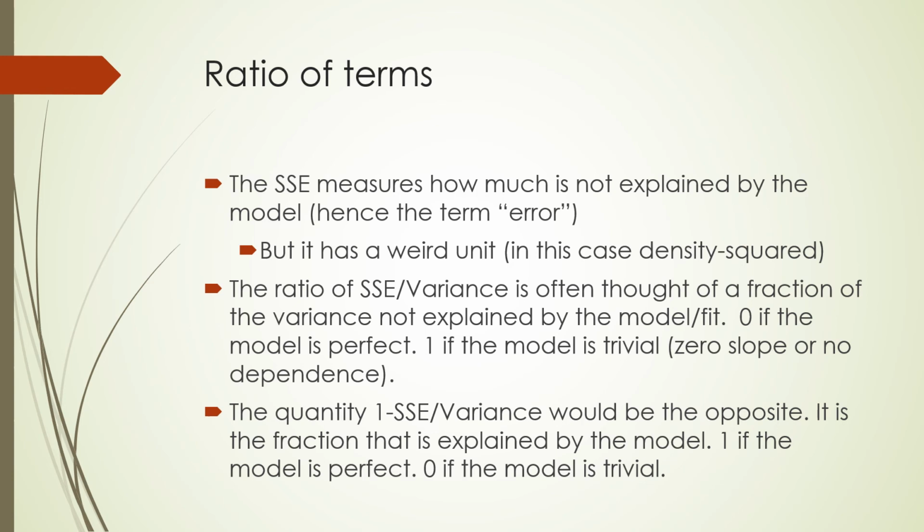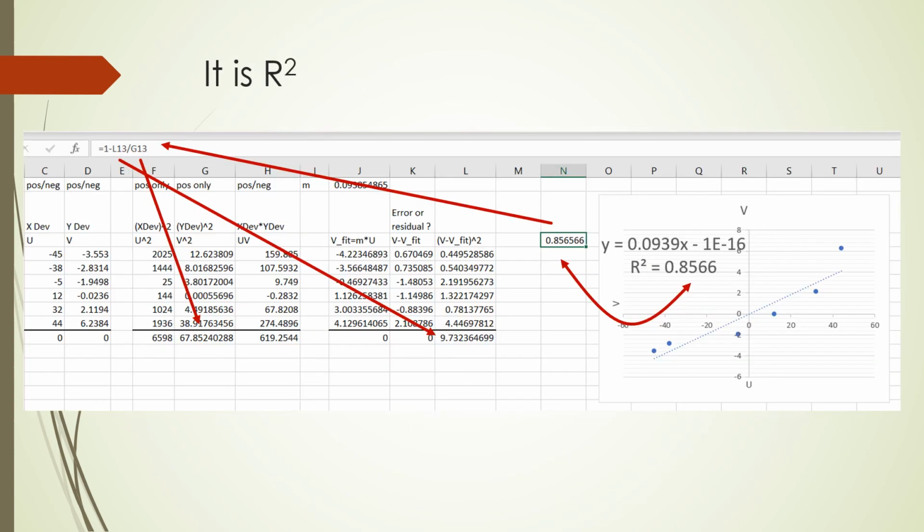So if the model is perfect, if it's all explained, we would get 0. If the model were trivial, we would get a 1, because the SSE and the variance would be equal and the division would be 1. If we further take this division and subtract it from 1, now we will get the opposite: the fraction of data that is explained by the model. Before, it was the fraction not explained by the model, but 1 minus will give us the fraction that is explained by the model. And so we will get 1 if the model is perfect, and 0 if the model is trivial.